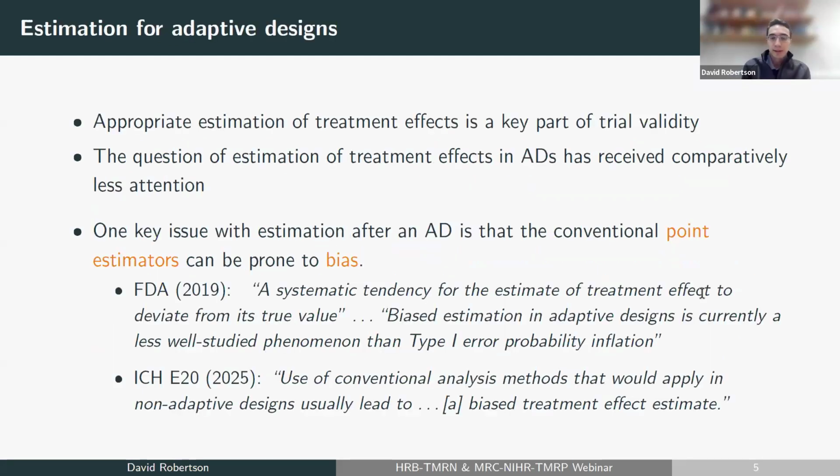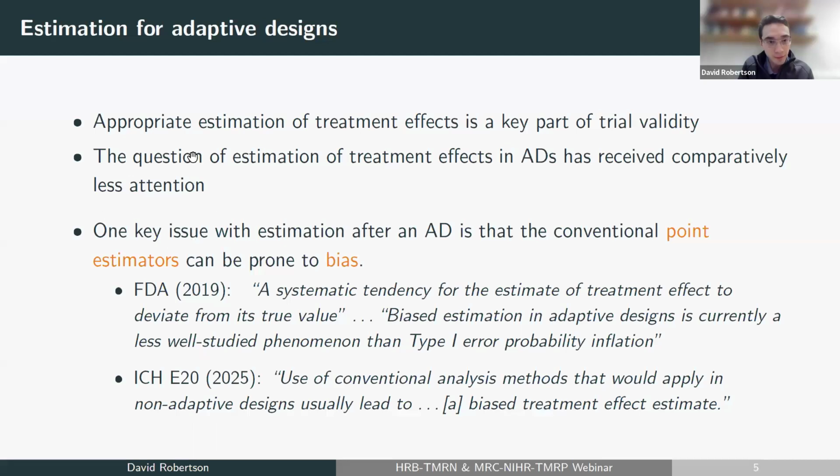Hypothesis testing, of course, isn't the only thing we care about, and appropriate estimation of treatment effects is also a key part of the trial. And I think it's fair to say that this question of how we do estimation of treatment effects when using adaptive design has received comparatively less attention than the question of how we ensure type 1 error rate control and ensuring sufficient power. And this has been recognized by regulators.